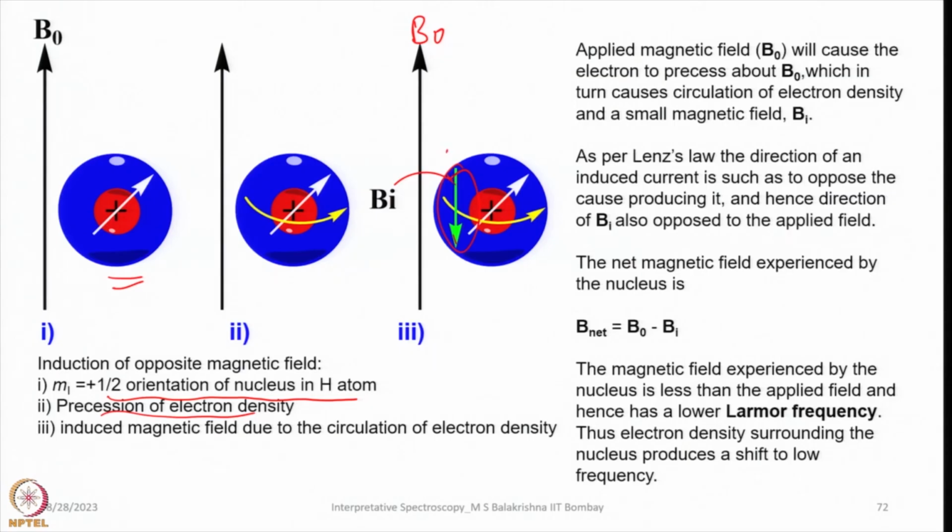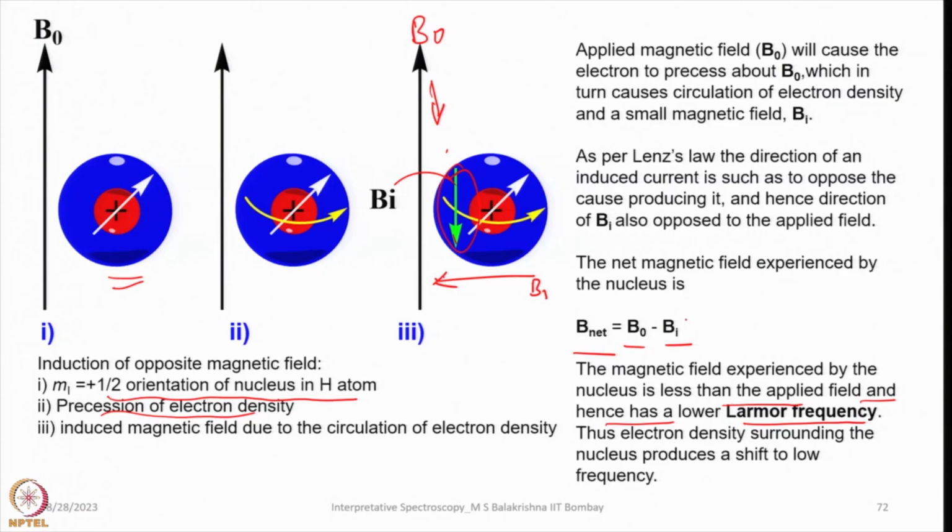As per Lenz's law, the direction of an induced current is such as to oppose the cause producing it. So the induced current always opposes its root cause, hence the direction of Bi is always opposed to the applied magnetic field. The net magnetic field experienced by the nucleus is B net equals B naught minus Bi. So the magnetic field experienced by the nucleus is less than the applied magnetic field, and hence a lower frequency. To cause transition, you apply a lower frequency in a direction perpendicular to the applied magnetic field. So the electron density surrounding the nucleus produces a shift to lower frequency. As a result, what happens?